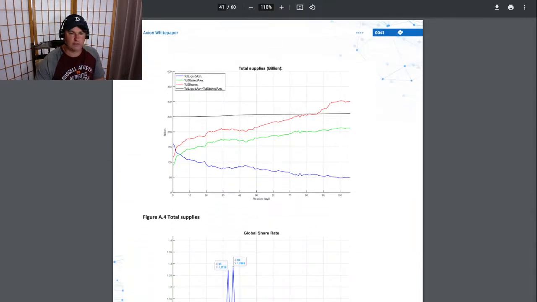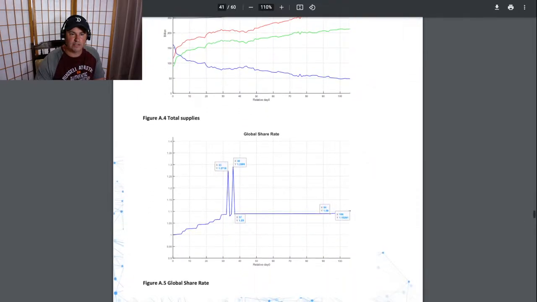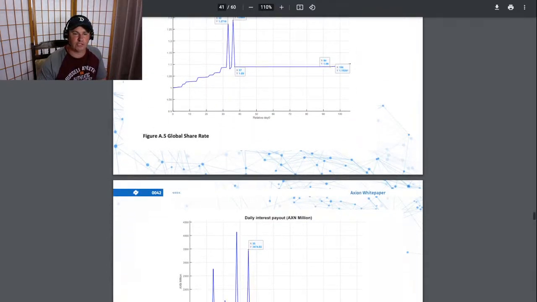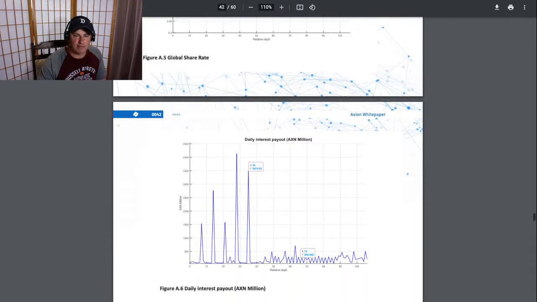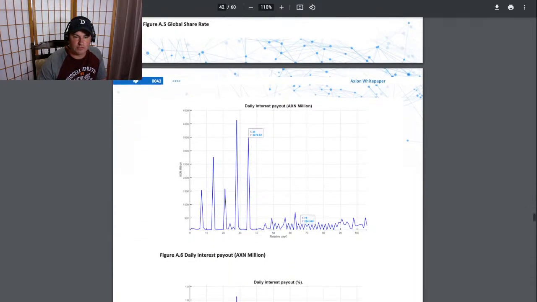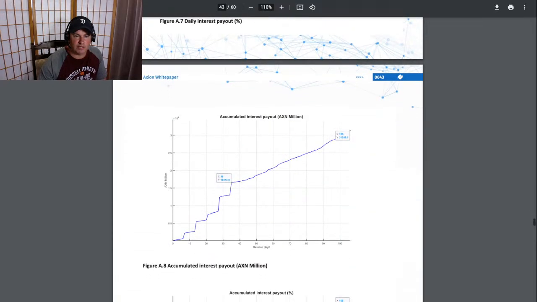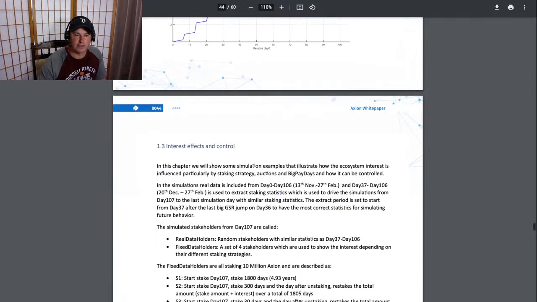And so forth. So here are the total supplies, billions, and global share rate. So you've got those here, and this is quite interesting. The total supplies, total liquid Axion, total staked Axion, total shares. So it shows you the trends there over the relative days predictions. Share rate is also shown, and daily interest payout in millions is shown there too, relative days, and daily interest rate is shown as well. Accumulated interest payouts are shown there as well, relative days, and so forth. So it gives you some idea of what they're doing there.